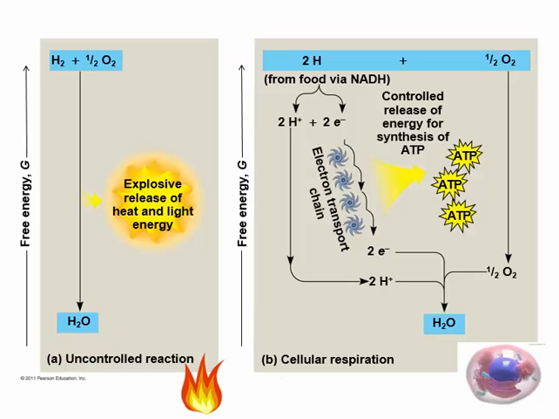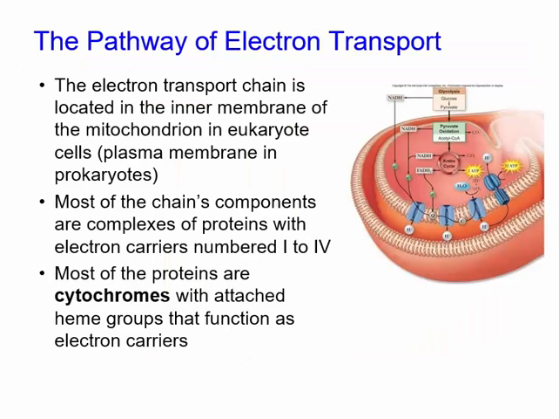So this, again, goes back to this idea. We're not losing that energy in an explosive release of heat and light like the burning wood, but we're going to squeeze a little bit out of those electrons to do work, right? That idea of using energy to do work. So let's look at the electron transport system where we're going to pass these electrons along and use that energy.